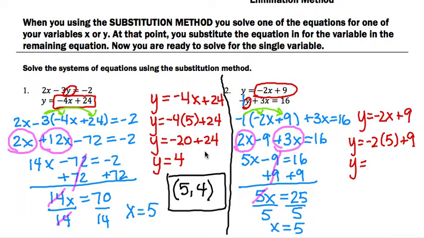Negative 2 times 5 is negative 10. So I have negative 10 plus 9, which is negative 1. So my point of intersection, or my ordered pair here, is 5, negative 1.